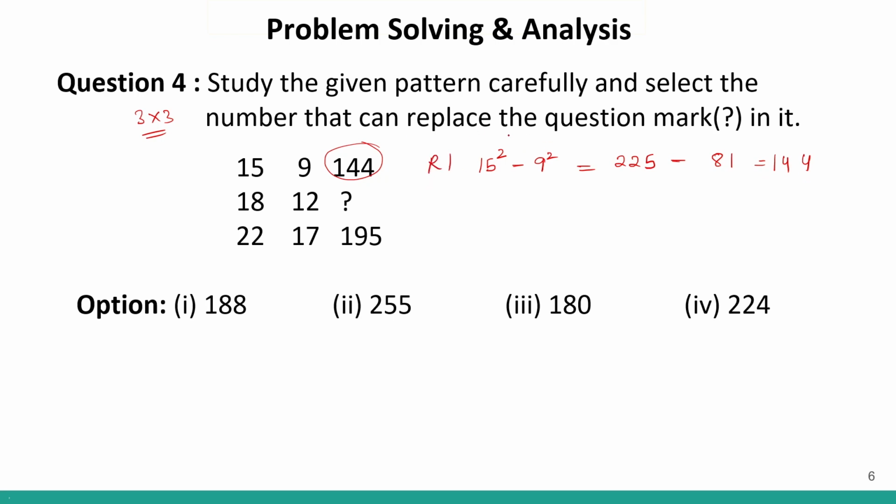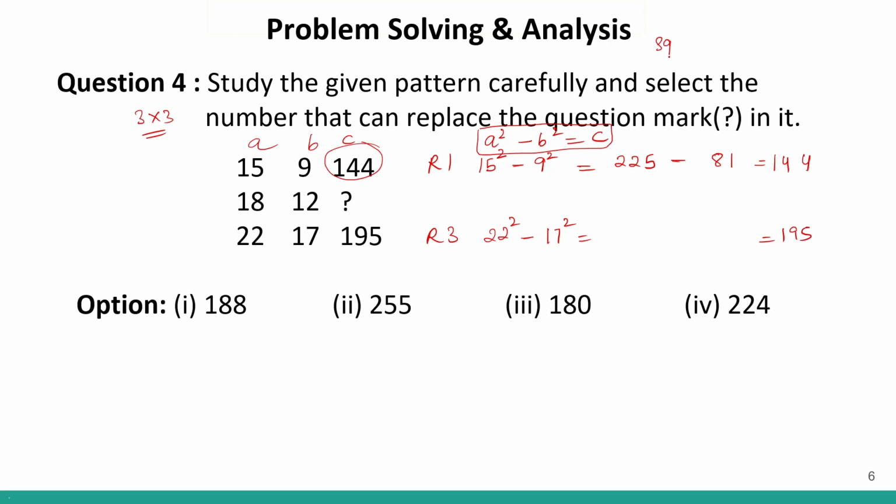Correct? So if this is A, this is B, and this is C, I am doing A square minus B square is giving me C. This is the pattern I think is correct. So let us check for row 3 if it follows. So A square will be 22 square minus 17 square equals C, which should be 195, right?